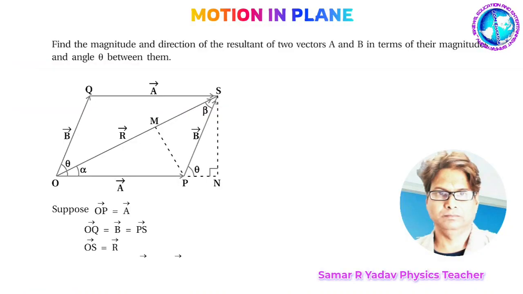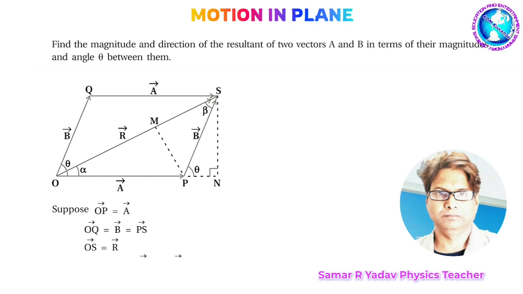Find the magnitude and direction of the resultant of two vectors A and B in terms of their magnitude and angle theta between them. You can see in the figure, vector A and vector B are drawn from point O, making an angle theta. The resultant of both vectors is vector R. Therefore, vector OP is equal to A, vector OQ is equal to B, and vector OS is equal to R.